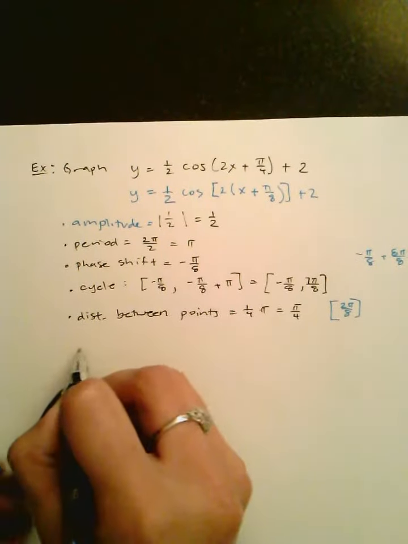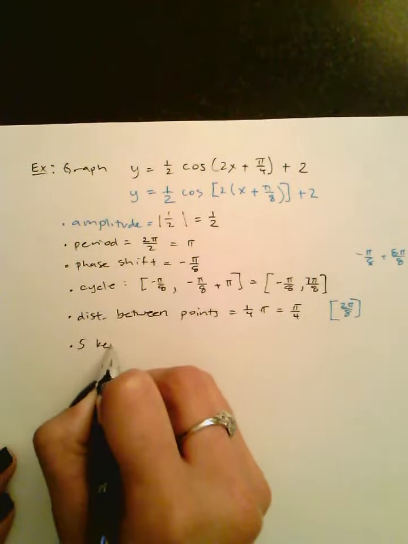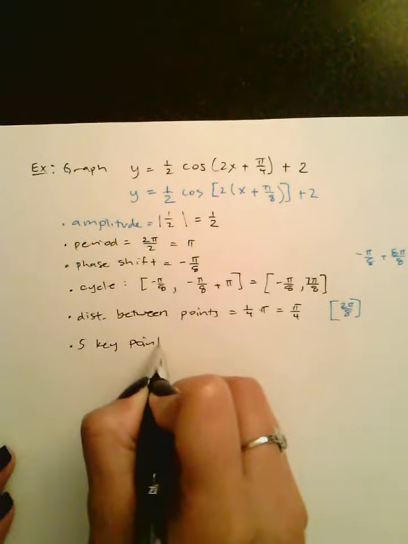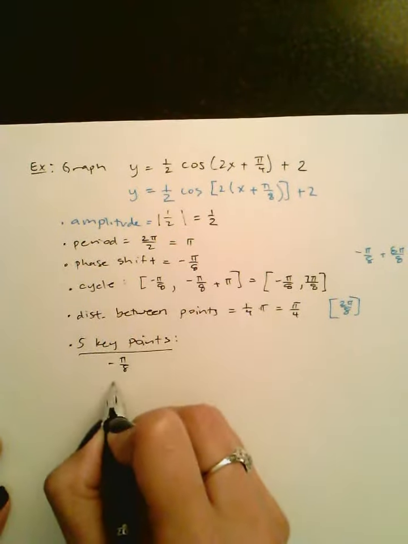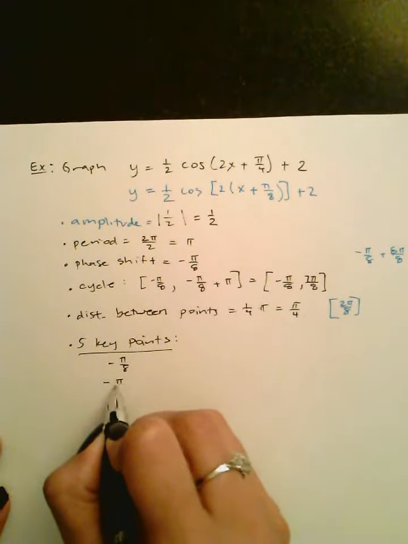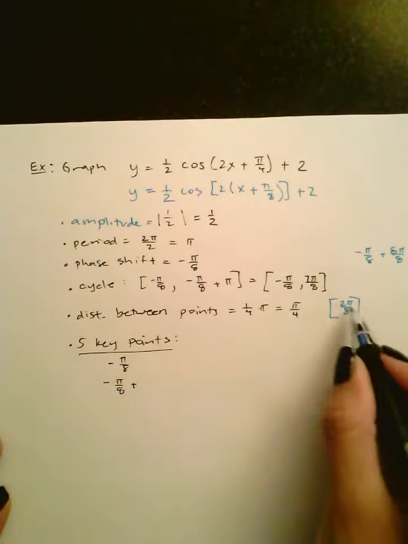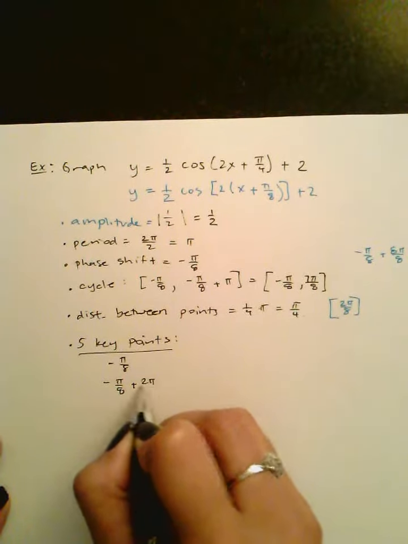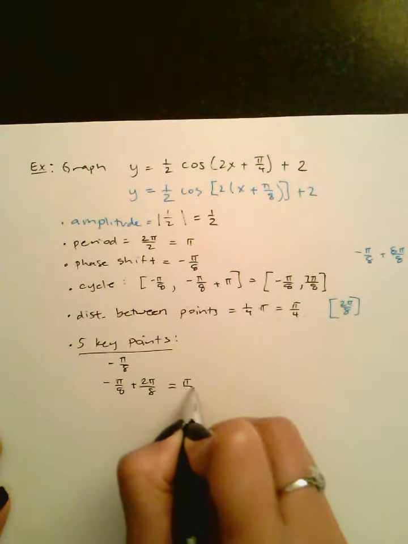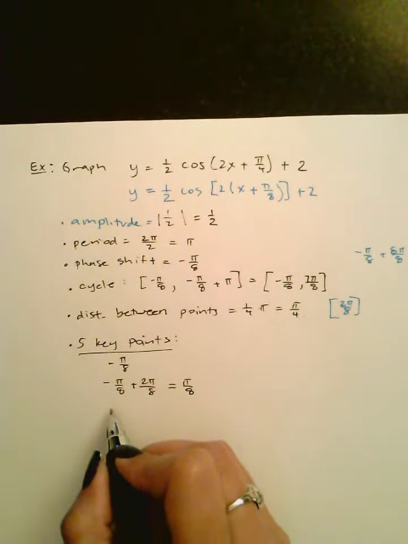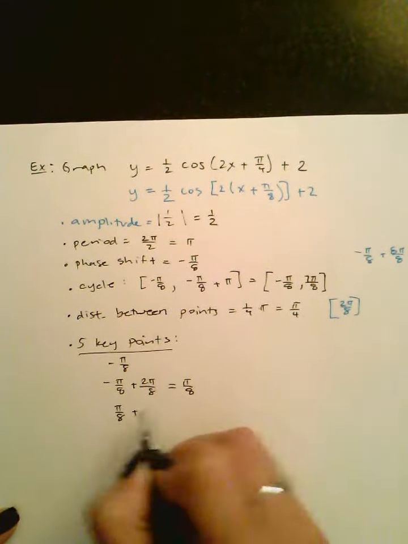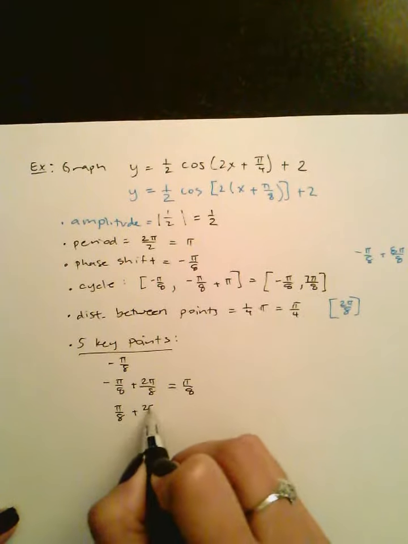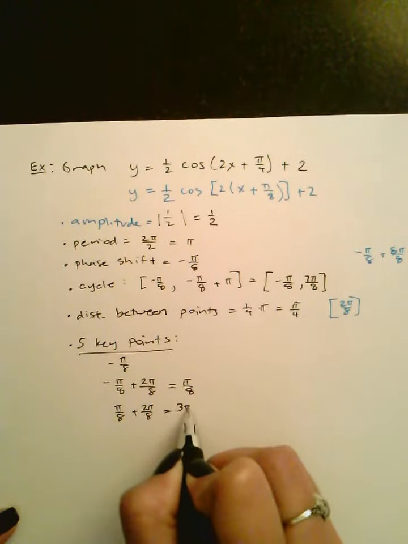So I'm going to start at negative pi over 8. So negative pi over 8 is the first one. Then we're going to take that number, negative pi over 8, and we're going to add 2 pi over 8. So this gives me back pi over 8. So if I do the same thing for this one, I'm going to take pi over 8, and I'm going to add 2 pi over 8. So this gives me 3 pi over 8.